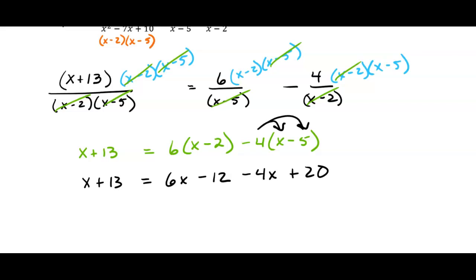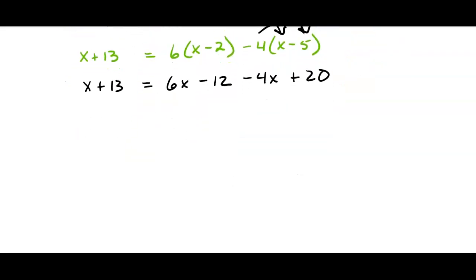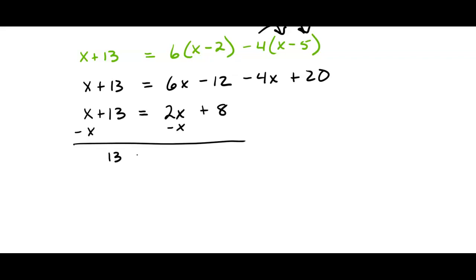Now, this is a linear equation because it doesn't have an x squared. So we'll just keep going. X plus 13. I'm going to simplify on the right-hand side. So 2x, because the 6x minus 4x, plus 8. Negative 12 and 20 make the 8. Okay, so now how do you want to do the problem? Well, I think I'll go ahead and subtract x from both sides. I have to get x on one side of the equation. So 13 equals x plus 8.